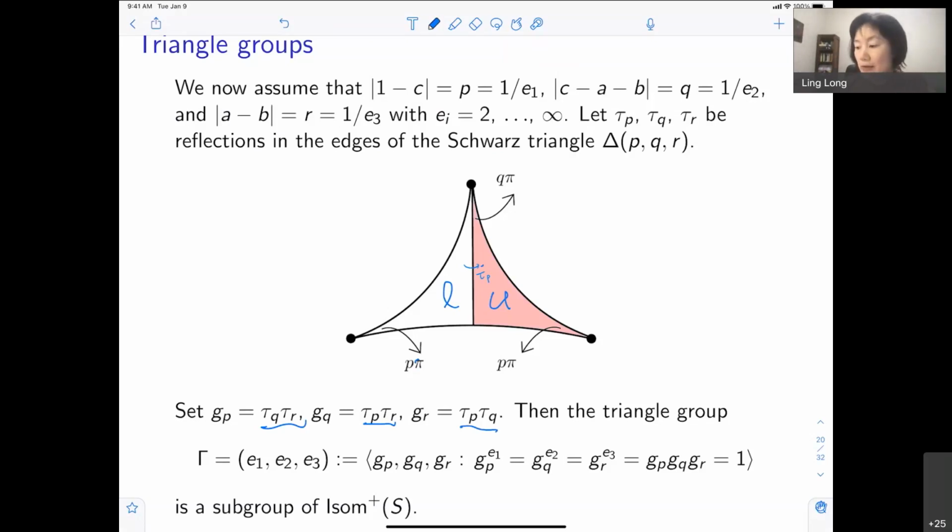So now we get to the triangle group with exponents E1, E2, E3, under the assumption that the angles are 1 over E1, 1 over E2, 1 over E3 times pi. So we get to the triangle group, which is a subgroup of the isometry group of the universal cover.